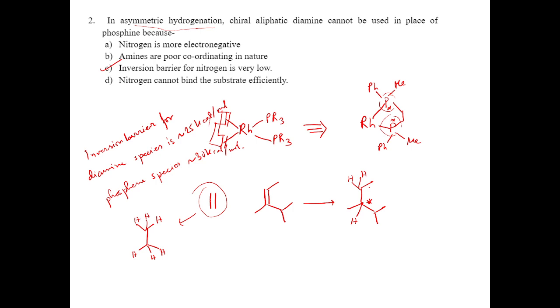The chirality of the ligand plays the crucial role. Depending on the chirality of this phosphine ligand, that will determine whether you will get the R product or the S product. Okay, so asymmetric hydrogenation is this one.